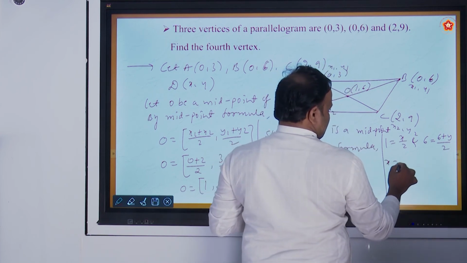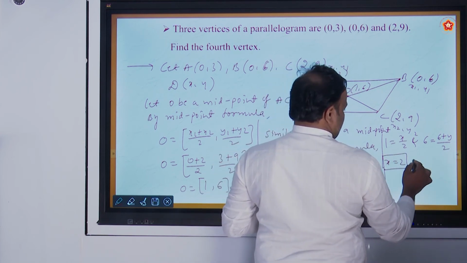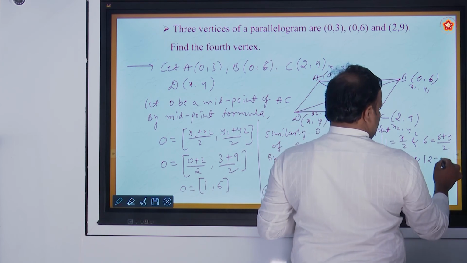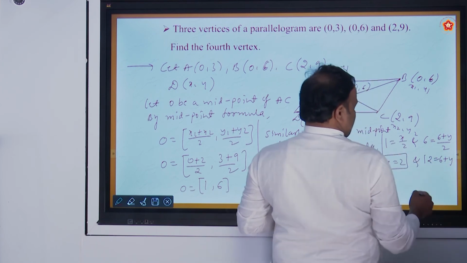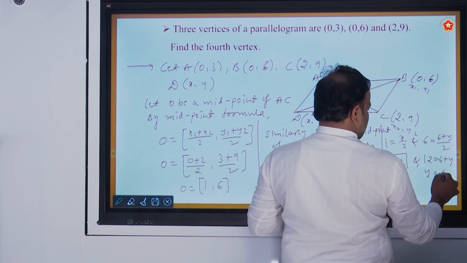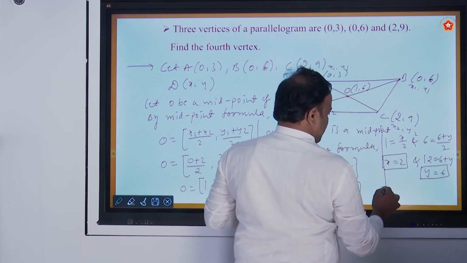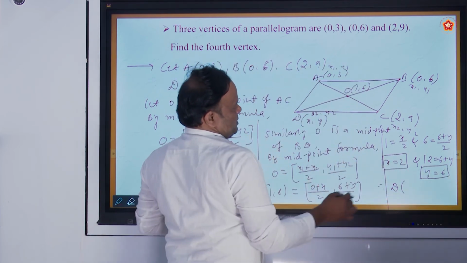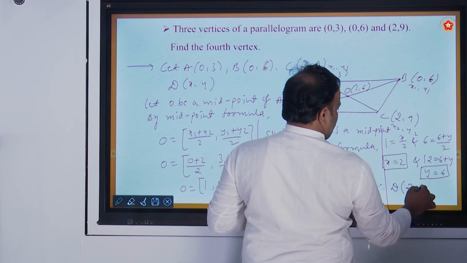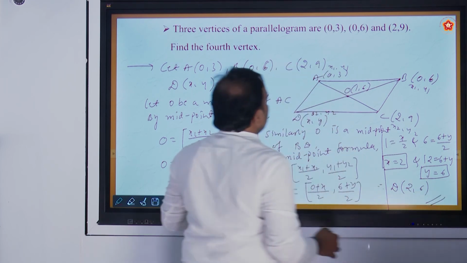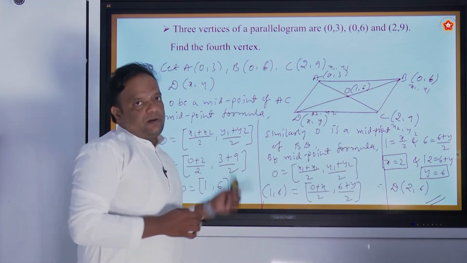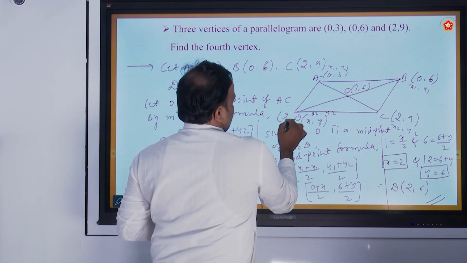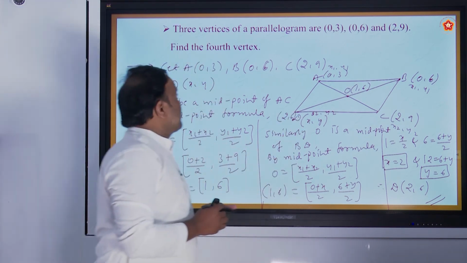So clearly x equal to 2. x equal to 2 and so 12 is equal to 6 plus y. What is y equal to? y equal to 6. So therefore, D vertex x comma y is nothing but 2 comma 6, the fourth vertex of the parallelogram. This D is 2 comma 6.